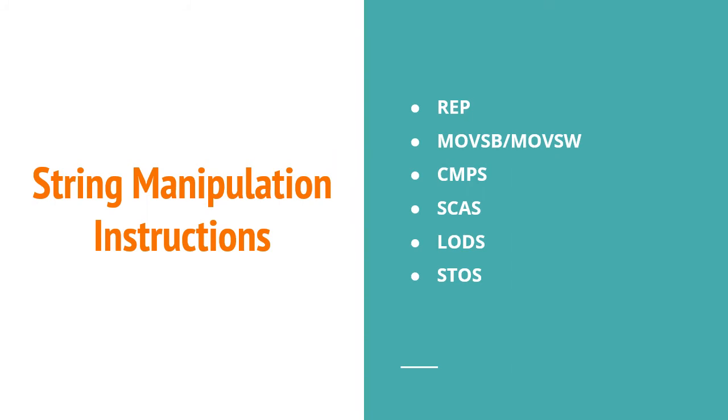If it is a byte string operation, the index registers are updated. They can be either incremented or decremented depending upon the value of the DF flag. In the case of a byte string operation, the index registers are incremented or decremented by a value of 1. On the other hand, if it is a word string operation, the index registers are either incremented or decremented by a value of 2. The counter in both cases is decremented by 1.